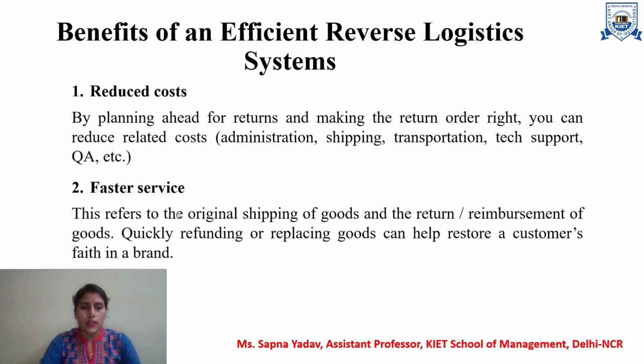Next is faster service. If we are using a very efficient reverse logistics system, then obviously we can very quickly respond to the action given by the customer. In faster service, goods are quickly refunded or replaced. Suppose a defective product is delivered to the customer, and the customer gives an order regarding the replacement. Then faster service will be given by the organization only when they are using this efficient reverse logistics system.